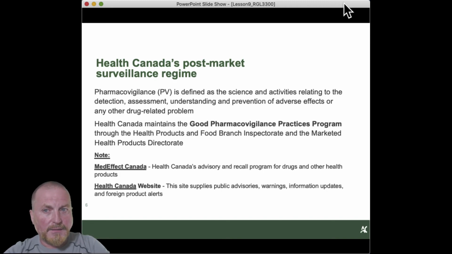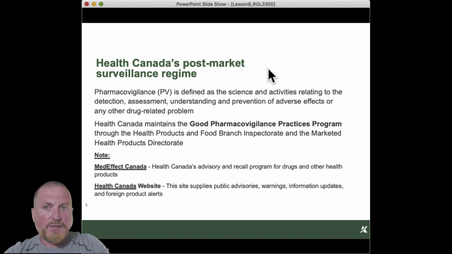Health Canada maintains good pharmacovigilance practices programmed through the Health Products and Food Branch Inspectorate and Marketed Health Products Directorate. Now note that you can find a lot of this information on these websites, right? The MedEffect Canada, the Health Canada website. You can find, for example, MedEffect, Health Canada's advisory recall program for drugs and other health products, there. This site supplies public advisories, warnings, information updates, and foreign product alerts from the bridging process that we just talked about.